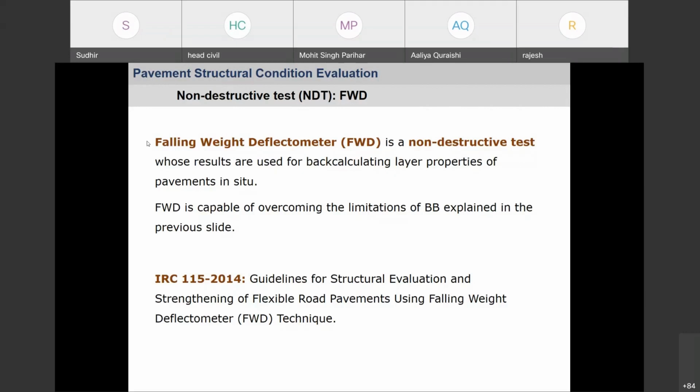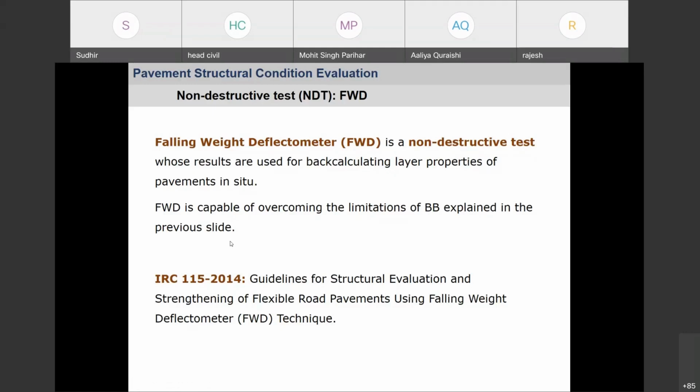It's a non-destructive test in which you are able to obtain the modulus value of the different layers present in the existing pavement structure. So with this, you are able to overcome the limitations of the Benkelman beam test that I had explained in the previous slide, because the falling weight deflectometer is a test which takes much less time, and is much less labor and resource intensive.